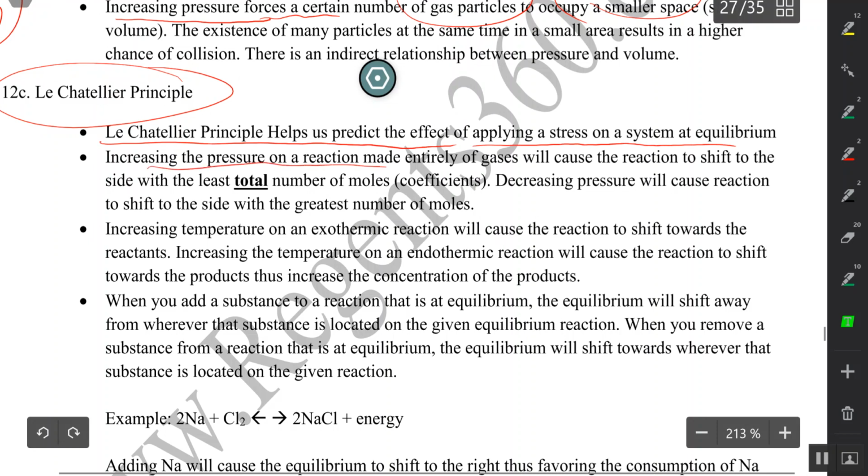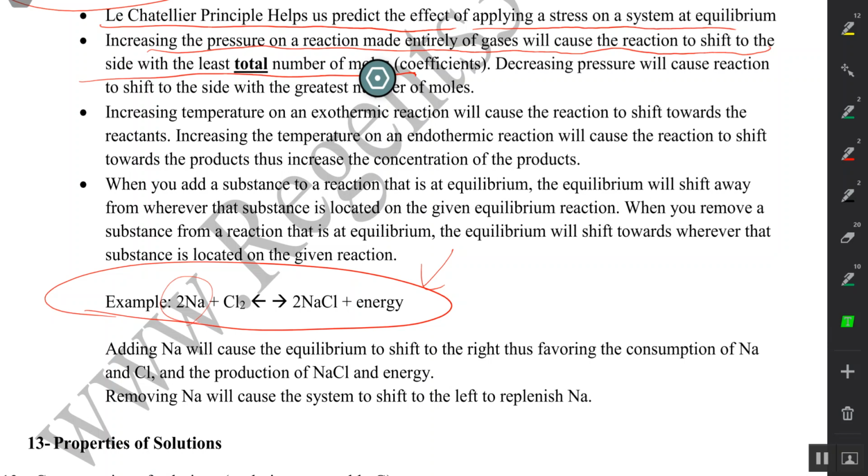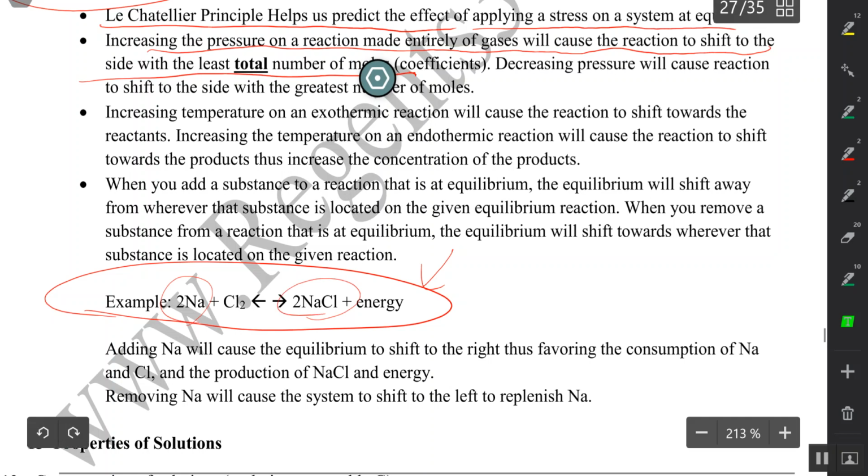Increasing the pressure on a reaction made entirely of gases will cause the reaction to shift to the side with the least total number of moles. So, taking a look at this reaction, if I increase the pressure, nothing will happen because this reaction is not made entirely of gases. Sodium is a metal, it is not a gas, and sodium chloride is a solid.